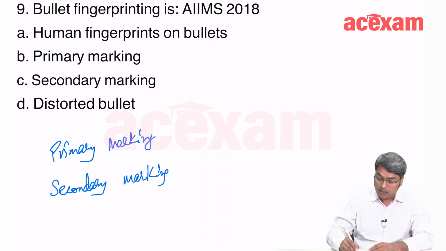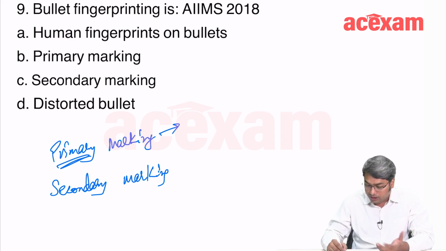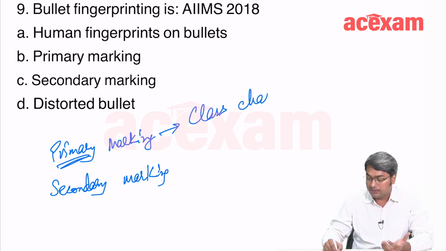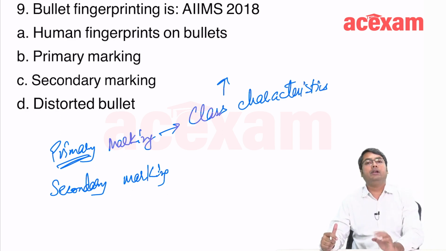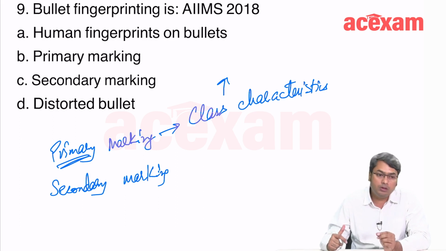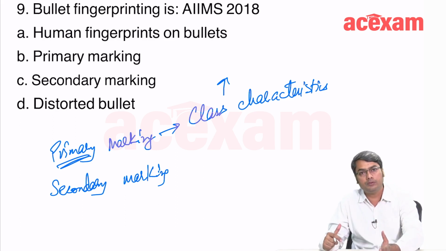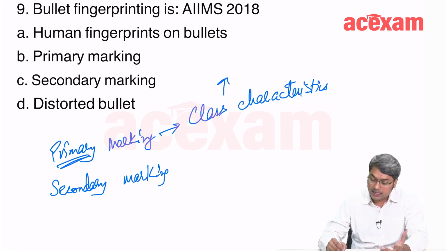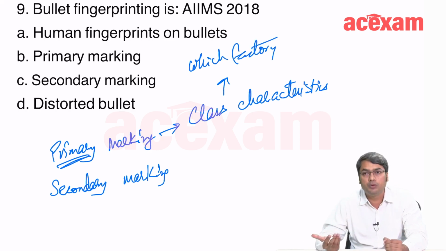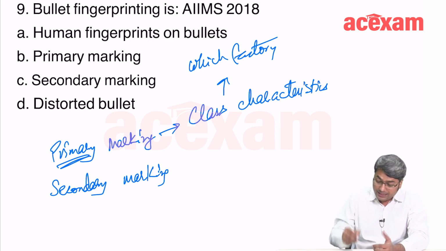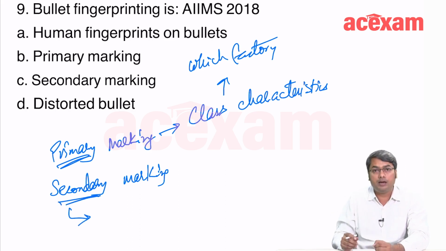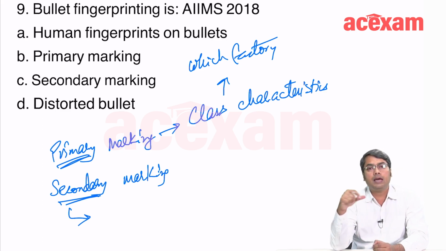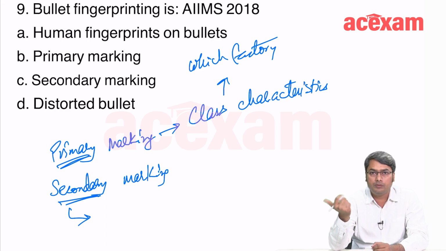What is the difference between these two? Primary marking defines the class characteristics. That means, if 100 guns are produced from the same factory, then all the bullets fired from each of these guns will have the same primary markings. There will be no difference. From this we can categorize which factory these guns have been produced in and which fired the bullet. Now, what is secondary marking? When a bullet is being fired from a firearm, inside the barrel we have some grease which produces the bullet wipe or the grease collar we just discussed.